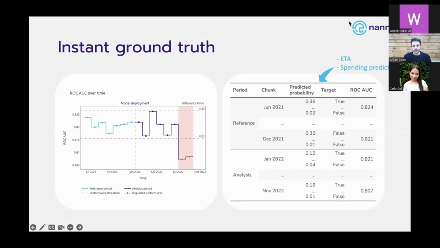In some machine learning use cases, the ground truth is instantly available. And what we can then do is compare the target with the model output and measure some type of error or loss. This is an example of a classification model, but for regression models, it's exactly the same, where we look at a performance metric during the reference period.